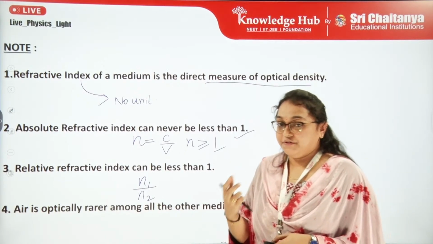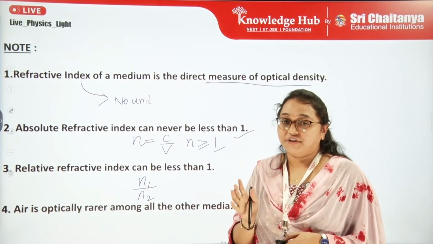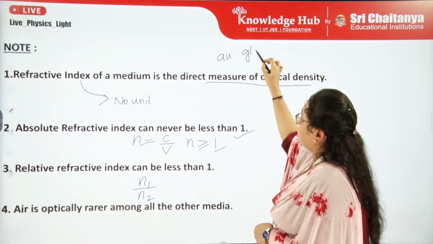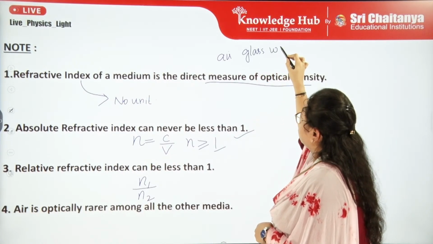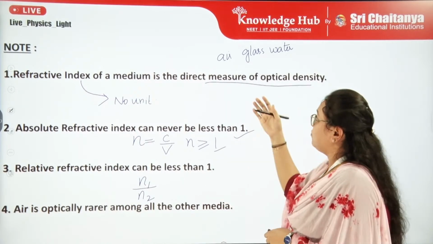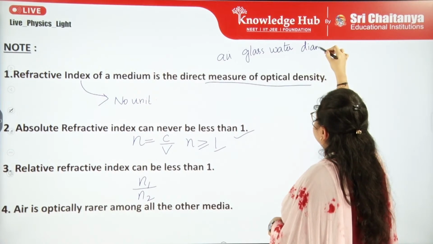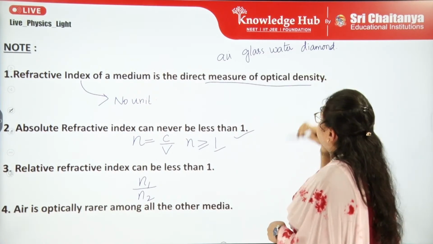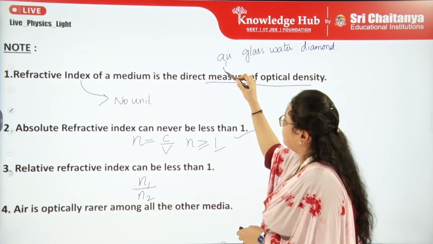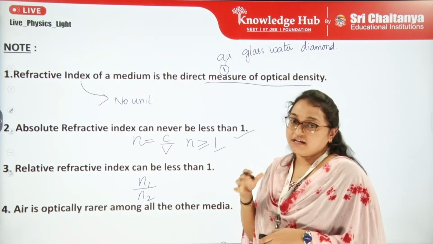So in most of the questions, they generally compare different media like air, glass, water, and sometimes some other media too. Mostly, in most of the questions we see these, and also diamond sometimes. So air, we almost equate it as 1. Just remember it as 1. That is enough. Refractive index of air can be directly taken as 1.